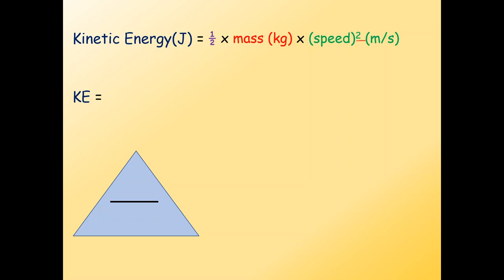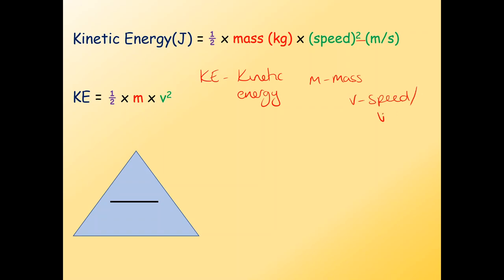This is also written as KE equals half times m times v squared, where KE is equal to kinetic energy, m stands for mass, and the v stands for speed, or if we're talking in a vector quantity, we're talking about velocity.